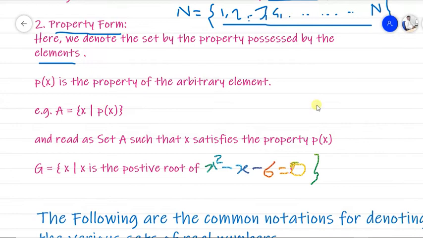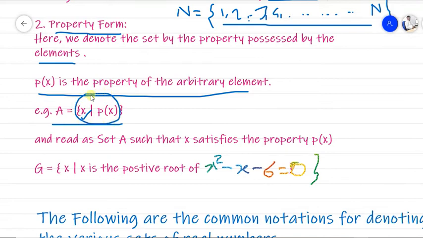See here, P(x) is nothing but the property of an arbitrary element. Here we are considering x as an arbitrary element, and we need to find the property of that element. Such a set is called a property form set. So we are representing the elements in the form of a property. Are you getting my point? Here P(x) is nothing but the property. I have given one example.